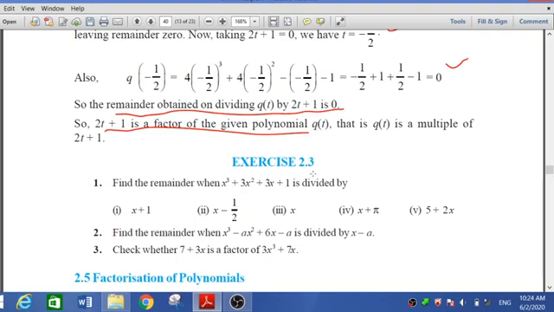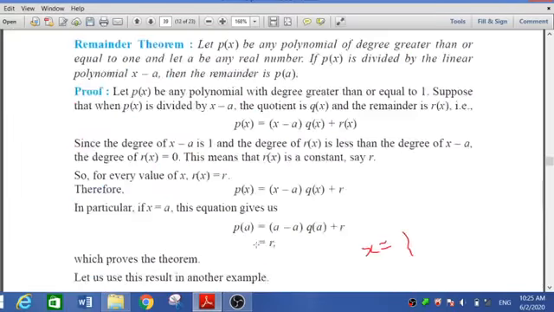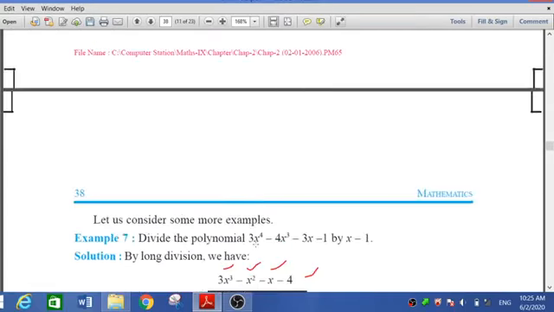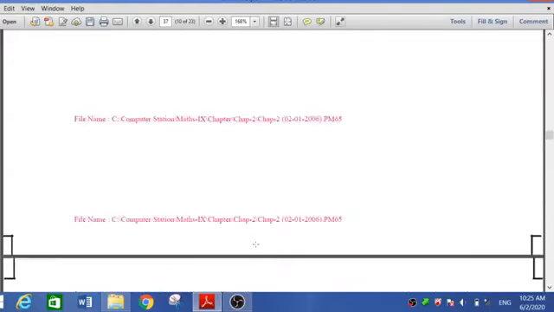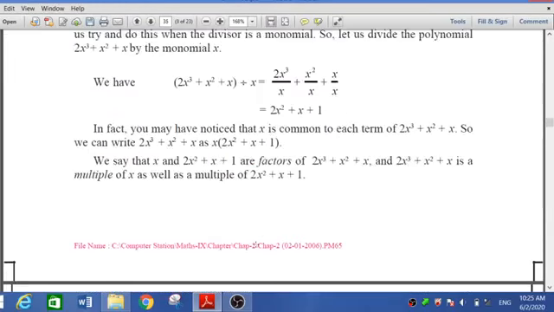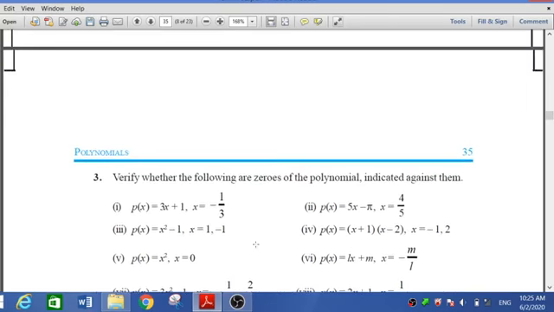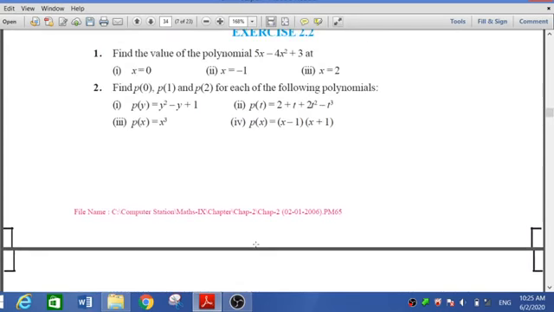You have to submit it in the classroom. Here exercise 2.3, questions number 1, 2 and 3: find the remainder when divided by. You have to do it by the long division method. If you have a doubt, you can WhatsApp me. So exercise 2.1, 2.2 and 2.3, three exercises we have already completed. You have to complete them in your fair book. When we open the school, at that time we can check easily.